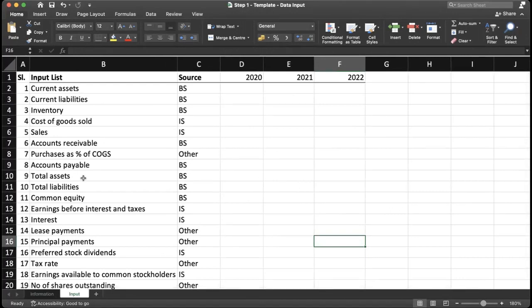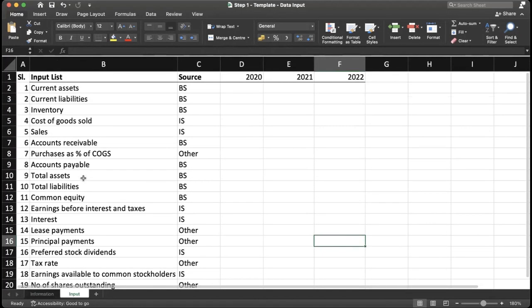Okay, so you have 20 inputs that will be needed to complete from the annual report. In the annual report, you will find financial statements. So go there and find the current assets from the balance sheet. Find the current liabilities from the balance sheet. So BS means balance sheet. I have already given you the hints of where you can get it. Cost of goods sold from the income statement, sales from the income statement, accounts receivable from the balance sheet.